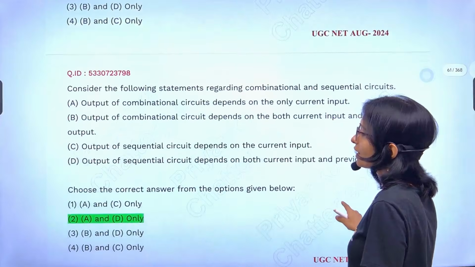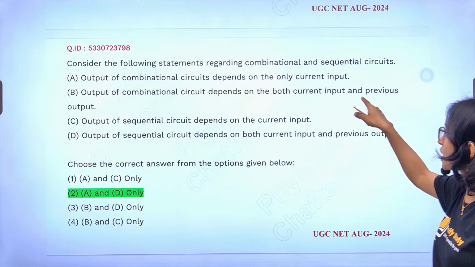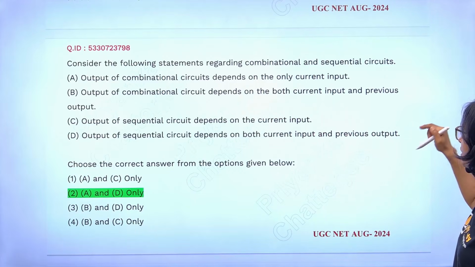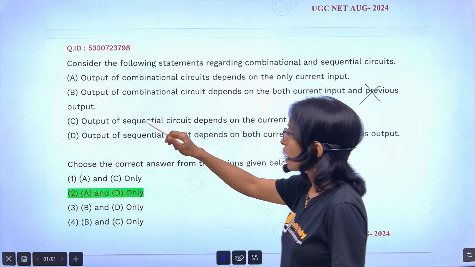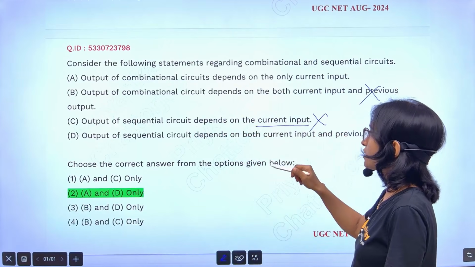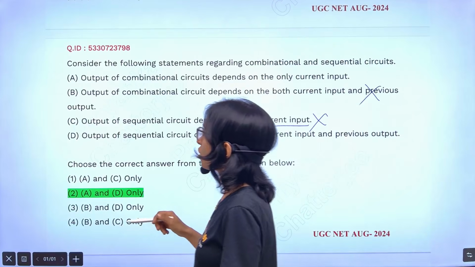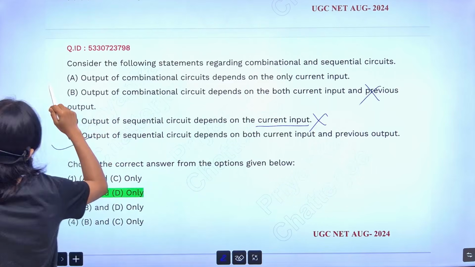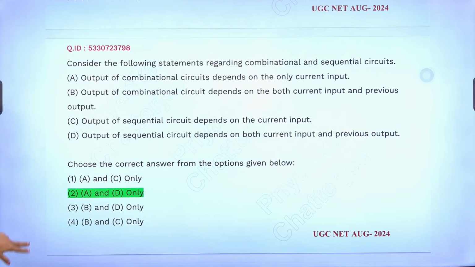Here it is given that the combinational circuit depends on both current and previous. Combinational is not focusing on the previous. This is wrong. The output of the sequential circuit depends on only current, not. It depends on current and previous both. That's why they are wrong. And A and D is the correct answer. So definitely option 2 is the correct answer.